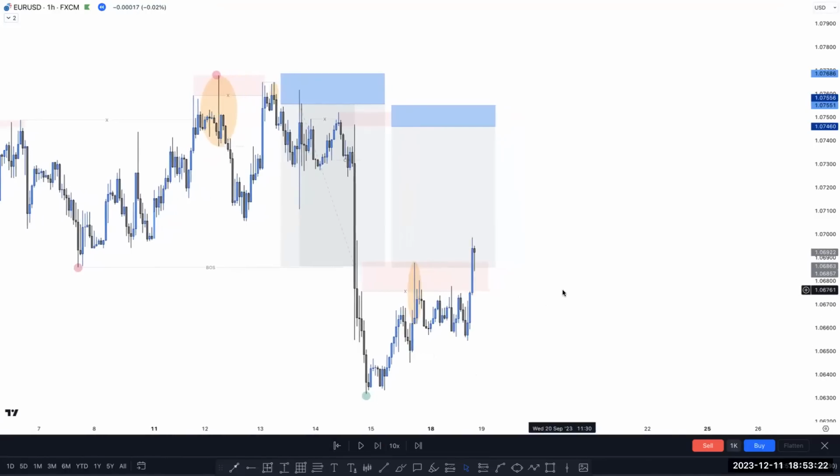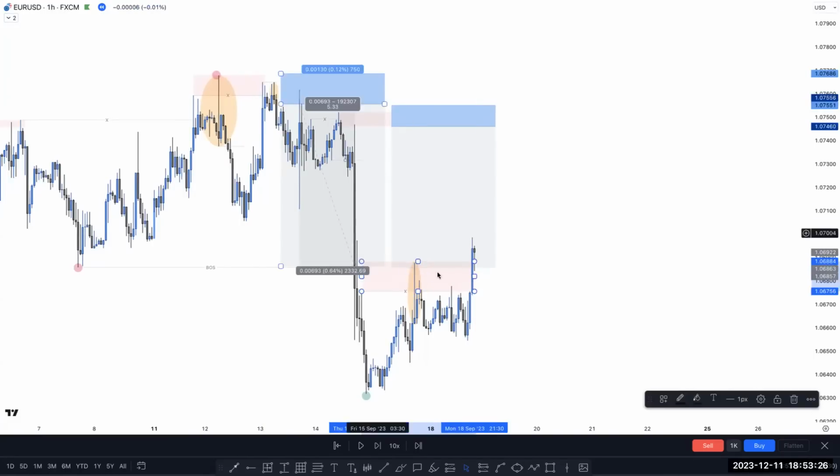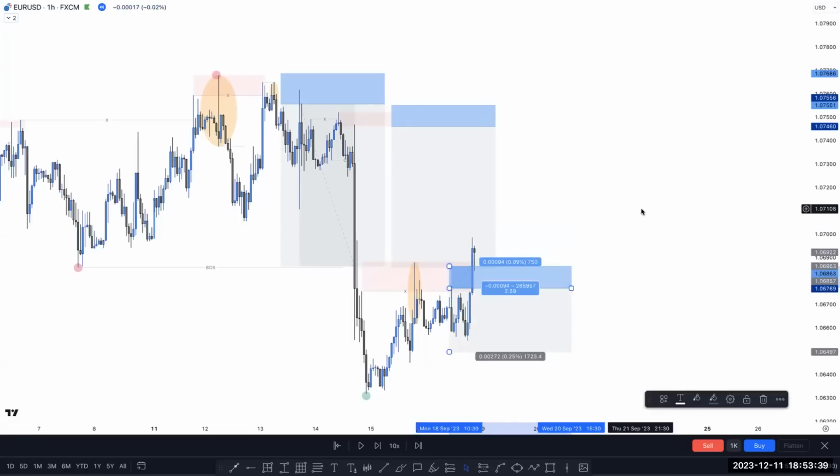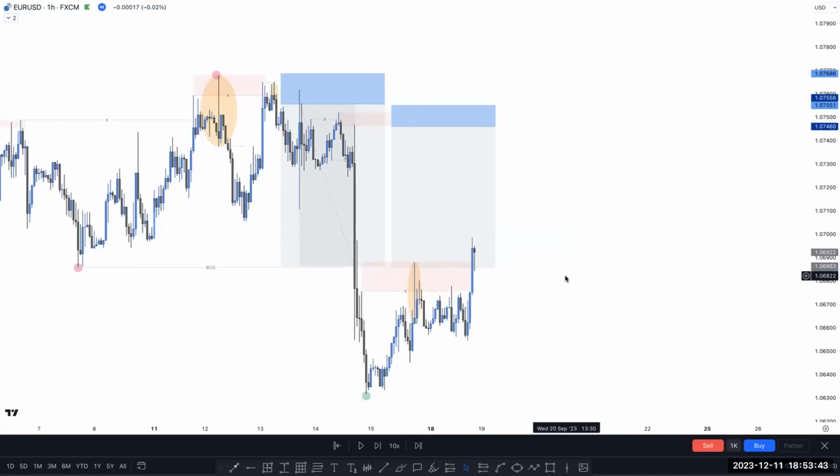Okay. You can see a similar situation here, but price did not create any SCOB, single candle order block. So should I take this trade or not? Is this one valid or not? Absolutely not, because the market did not create any SCOB.